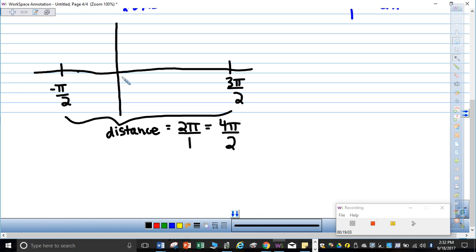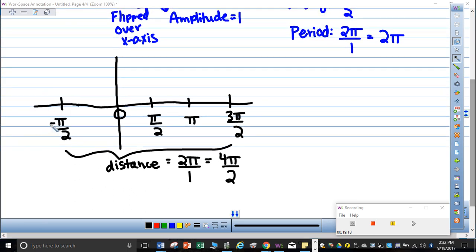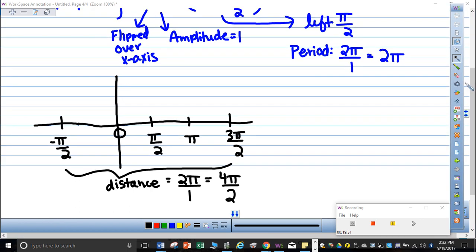And then the other labels we have on the inside, so we have 0, positive pi over 2, and then we could put pi right here. So if you think about counting up by pi over 2s, we have negative 1 pi over 2, 0 pi over 2, 1 pi over 2, 2 pi over 2, and we end at 3 pi over 2. So we want to make sure that we have our 5 labels for the 5 key points. And this is negative cosine.